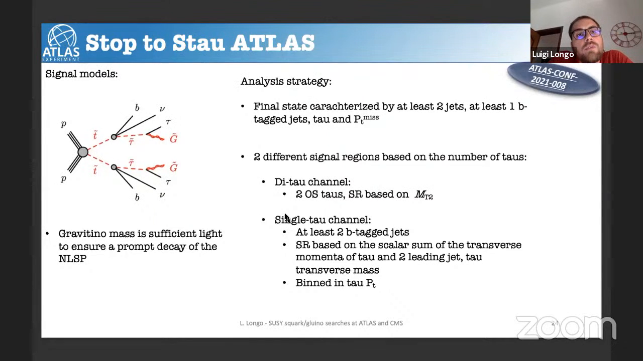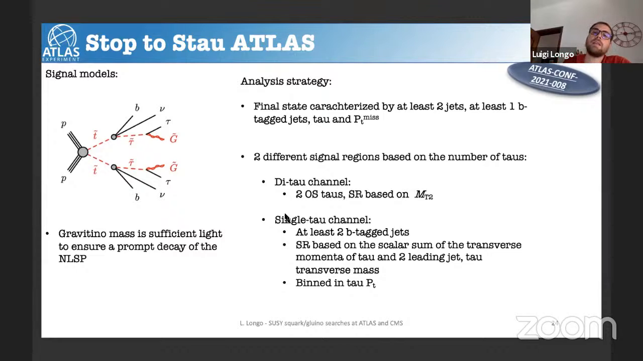So moving to the stop-to-stau search for others, here the signal model is the one where the stop is decaying to a b, neutralino, and a stau, and then the stau decays again into a tau and gravitino. The gravitino mass, again, also in this case, is considered sufficiently light to ensure a prompt decay of the NLSP.